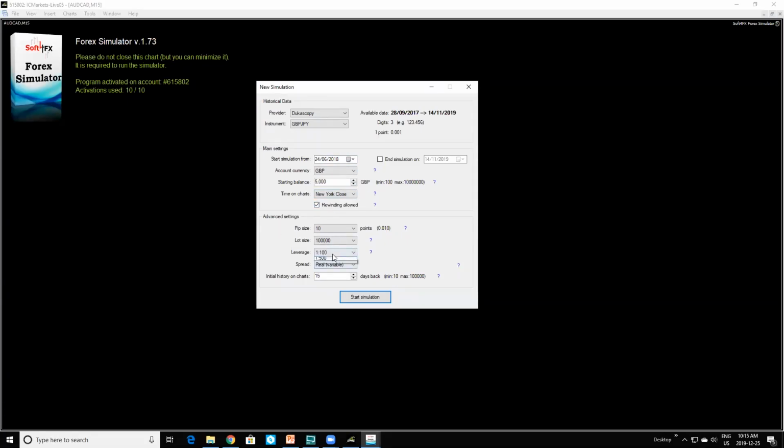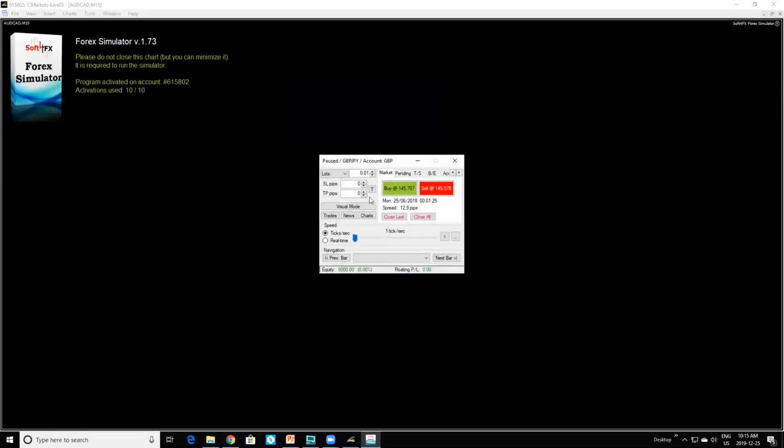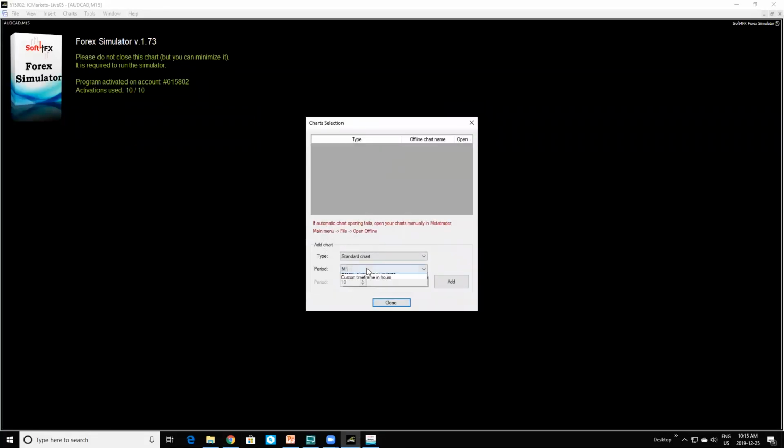Time is going to be near close, leverage, let's do like 1 to 200, no big deal. Initial history on charts, 100 days, that's what we want. All right, lock and load. From here, we're going to add the charts. We're going to add the weekly. Actually, we're going to start with the weekly.